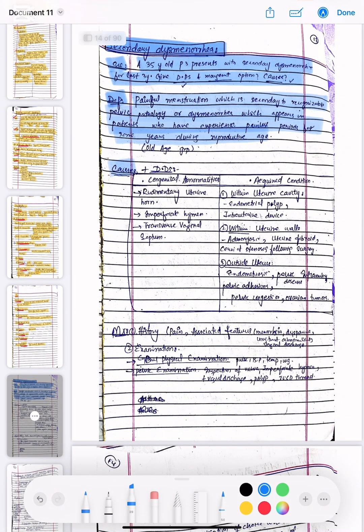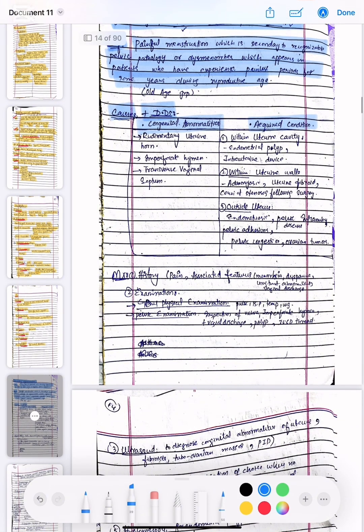The causes of secondary dysmenorrhea and the differential diagnosis. First of all, we have the congenital abnormalities and then the acquired conditions. The congenital abnormalities are rudimentary uterine horn, imperforate hymen, transverse vaginal septum. The acquired conditions within the uterine cavity are endometrial polyp and intrauterine device.